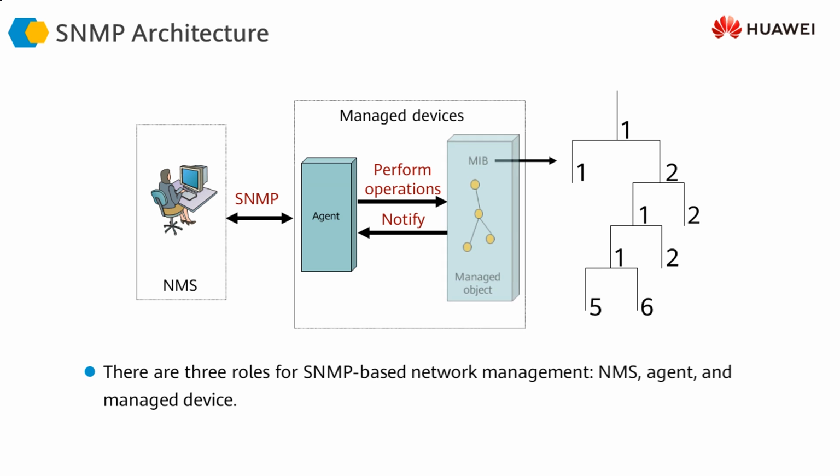And the information in the MIB is stored in the form of a tree, which we call the hierarchical tree, in which there are different objects, and each object has got a unique object identifier like this.